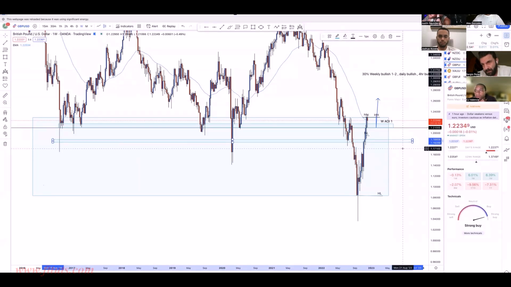Does that make sense? Is that clear? What do you guys think about that? Any questions on that? So the more taps the area of interest, the more significant, of course, man. Like the more fish you see, the more probability you're gonna catch them, for sure. The more taps a zone has, like this one, the more respected it is, the more price actually cares about it.